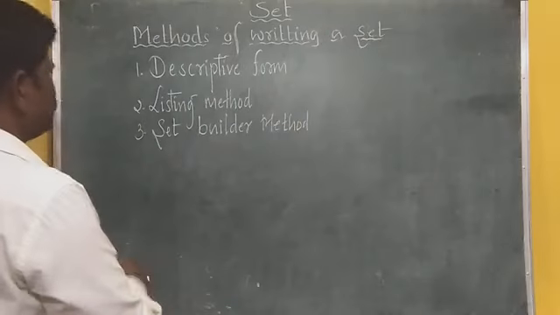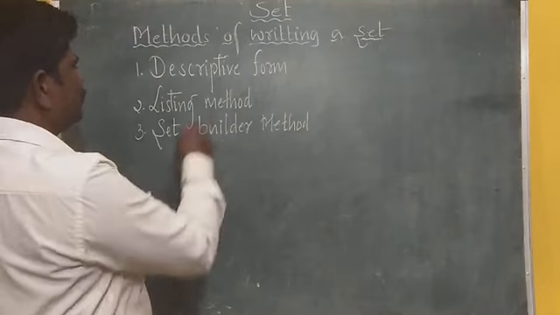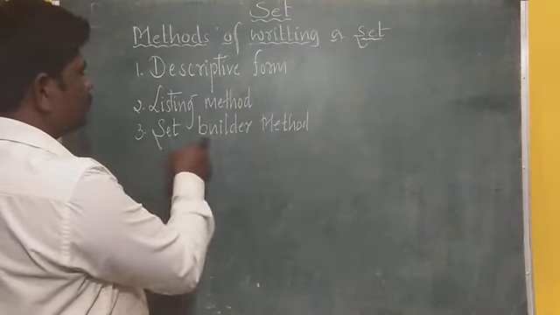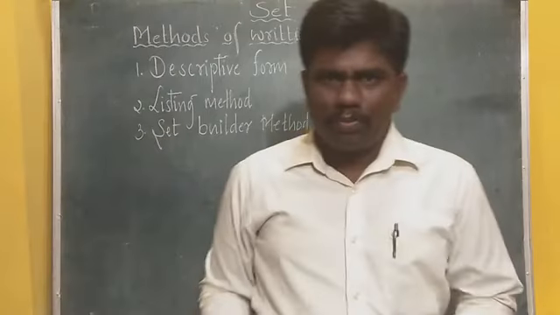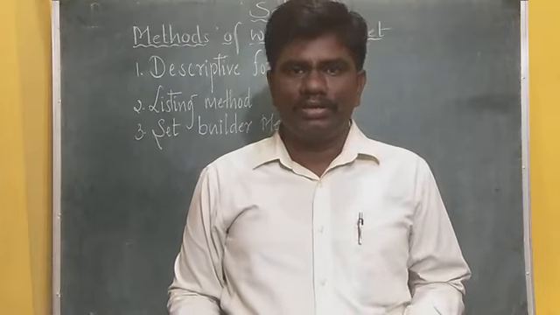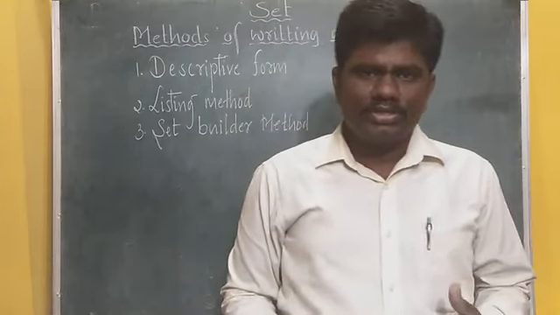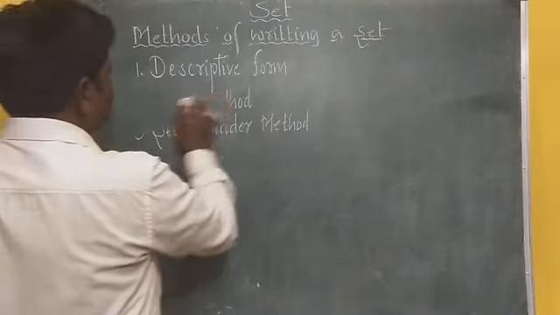The first one is the descriptive form, the second one is the listing method, and the third one is the set builder method. We are going to learn one by one what they are and how they are written. So try to understand this concept. Let us begin with the descriptive form.